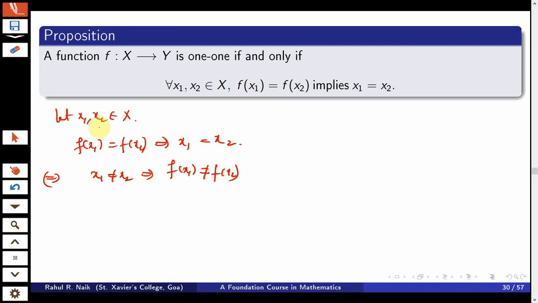You have any 2 points x1 and x2 in X. So whenever x1 is not equal to x2, that implies f of x1 is not equal to f of x2. This is the same as saying the function f is 1-1. And this is an important result. Most of the time we can go from here to here directly.